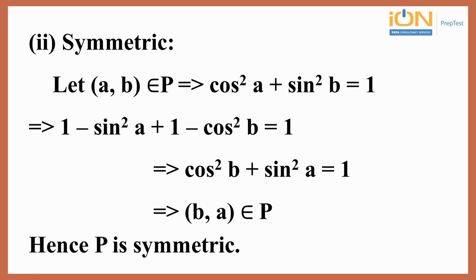Now for symmetry, whenever (A, B) belongs to P, we have to show that (B, A) also belongs to P. Now let us see that whenever (A, B) belongs to P, cos square A plus sin square B is 1. So for cos square A, we are writing it as 1 minus sin square A, and sin square B we can write as 1 minus cos square B, and we get cos square B plus sin square A equal to 1. The roles of A and B have been reversed, so it means that (B, A) belongs to P. So whenever (A, B) belongs to P, we have shown that (B, A) also belongs to P. Hence, symmetry has been established.